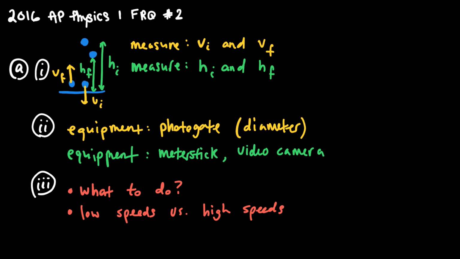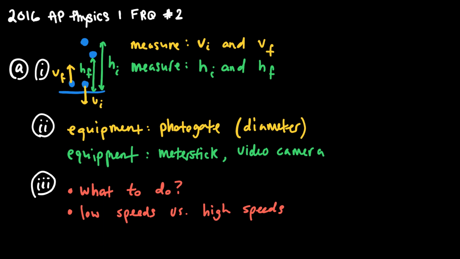And so how do I generate low speeds and how do I generate high speeds? Well, you need to understand a little bit about kinematics or a little bit about energy in order to do this. If I want the ball to collide while it has a high speed, then I need to release the ball from a greater height.